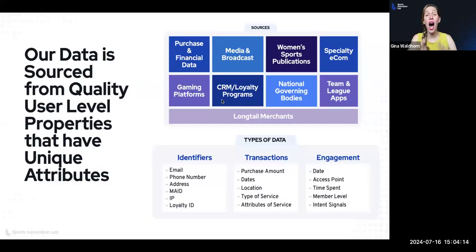On top of that transactional data, we are also bringing in first-party data sources across media and broadcast, women's sports publications and entities, and CRM programs. We're the only organization to bring in non-governing bodies to build those Olympics audiences that we shared with you. And what's critical is those long-tail merchants, and that's what's included in our data. I'll get into how we get really specific on some of those long-tail merchants for the back to school audiences. So that's really the foundation of our data.